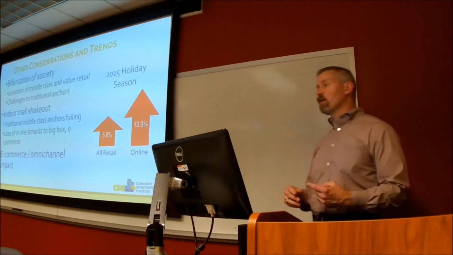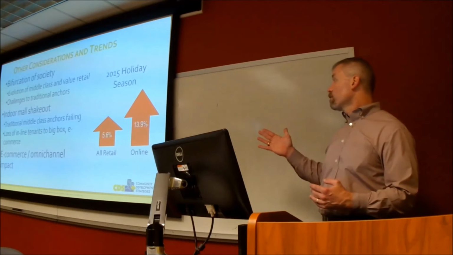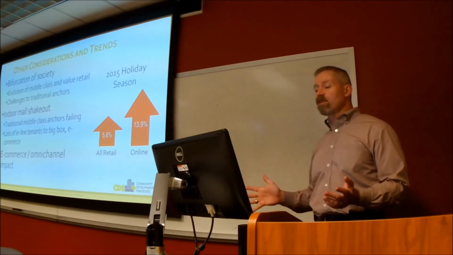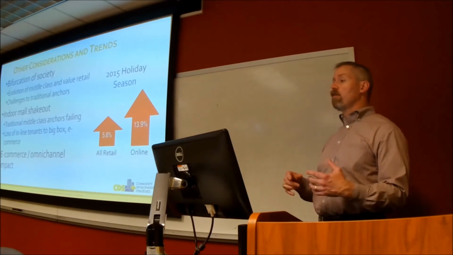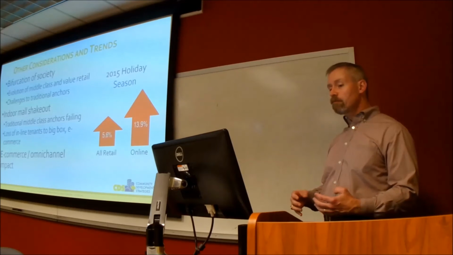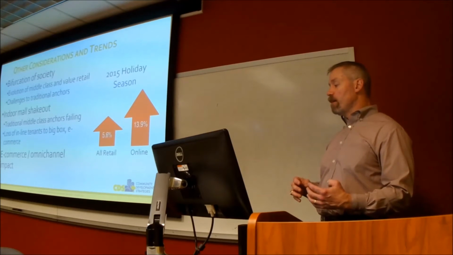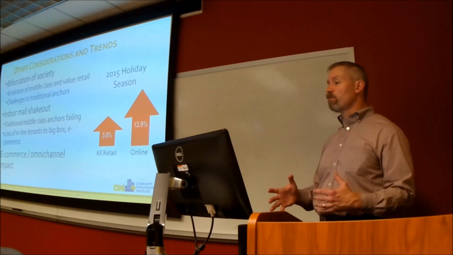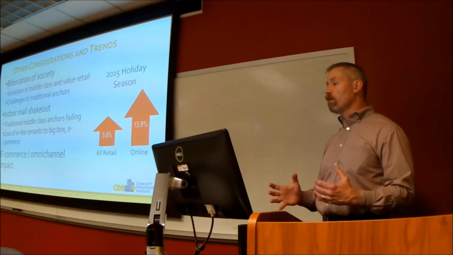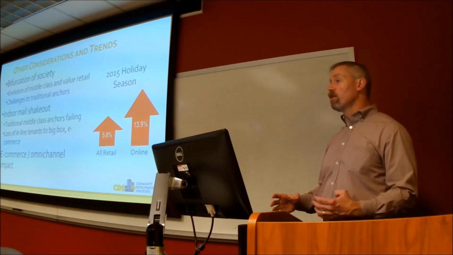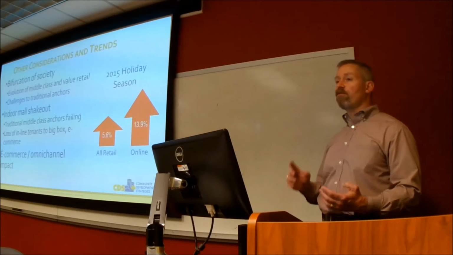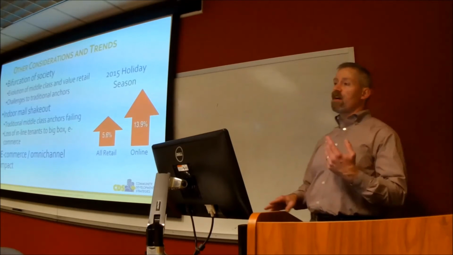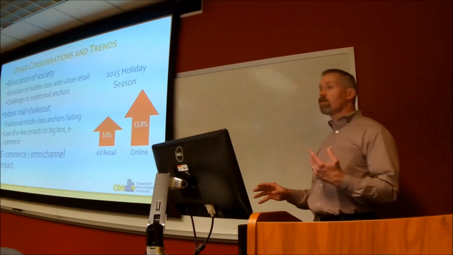Some of the things that affect the retail real estate world right now are the bifurcation of society, where, you probably heard that the middle class has been shrinking. Over the last 20, 30 years, there's been a real change in the type of retail that caters to people of moderate or middle income levels. You used to have Sears and Kmart and Montgomery Ward's and the five and dime stores, right? And those have been going away.